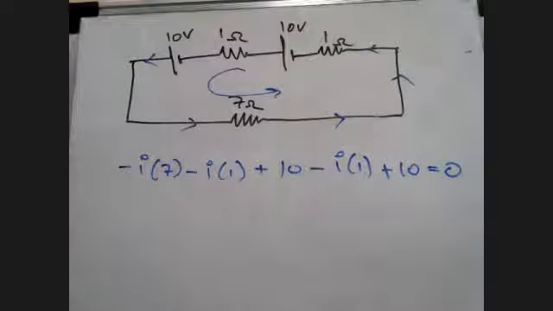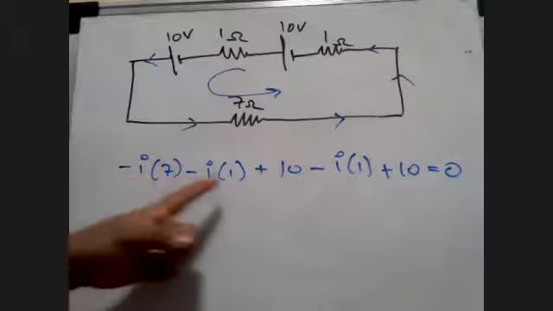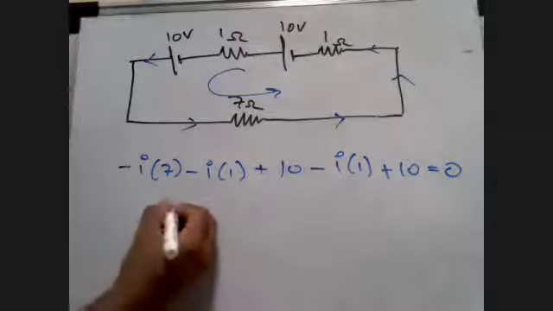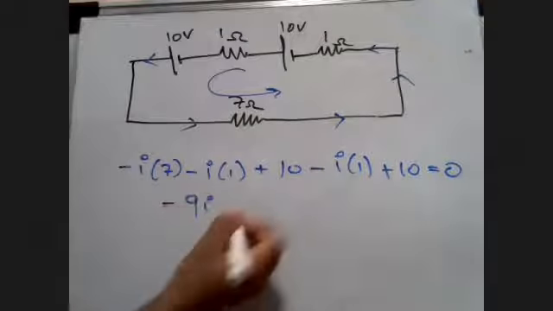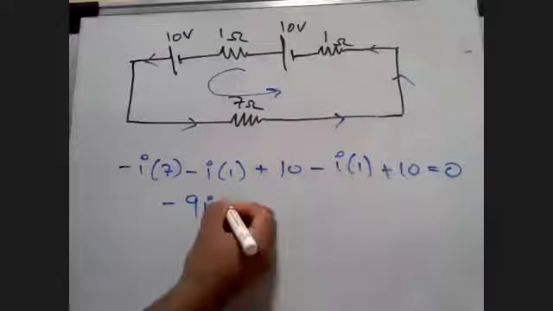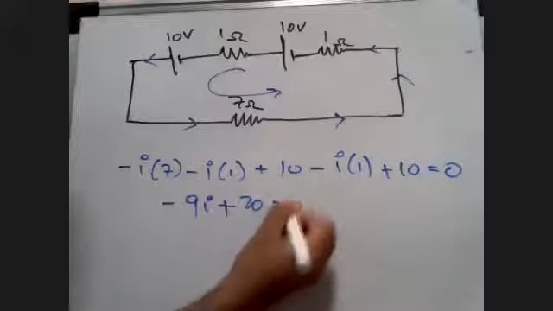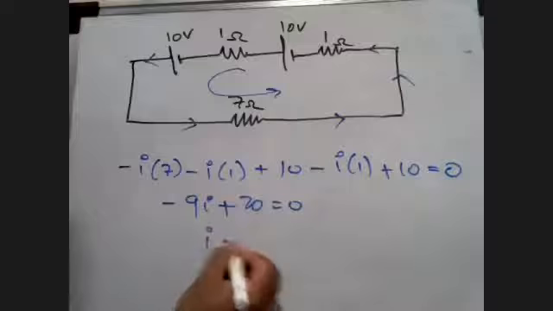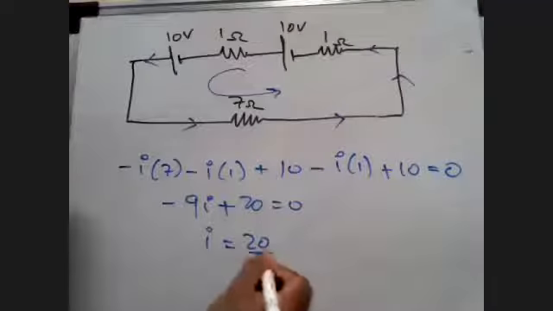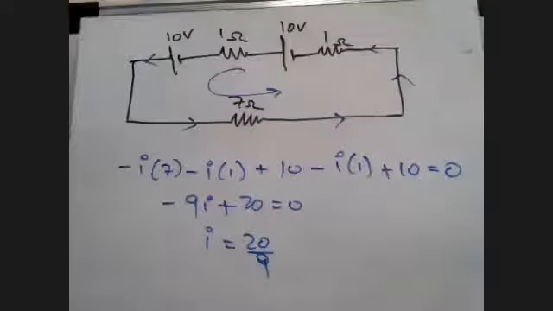Yes or no? Okay, 7, this is 8, this is 9, this is going to be minus 9 I, and the constants 10 and 10 plus 20 equal to 0. So I will be equal to 20 by 9. So it is going to be equal to what?